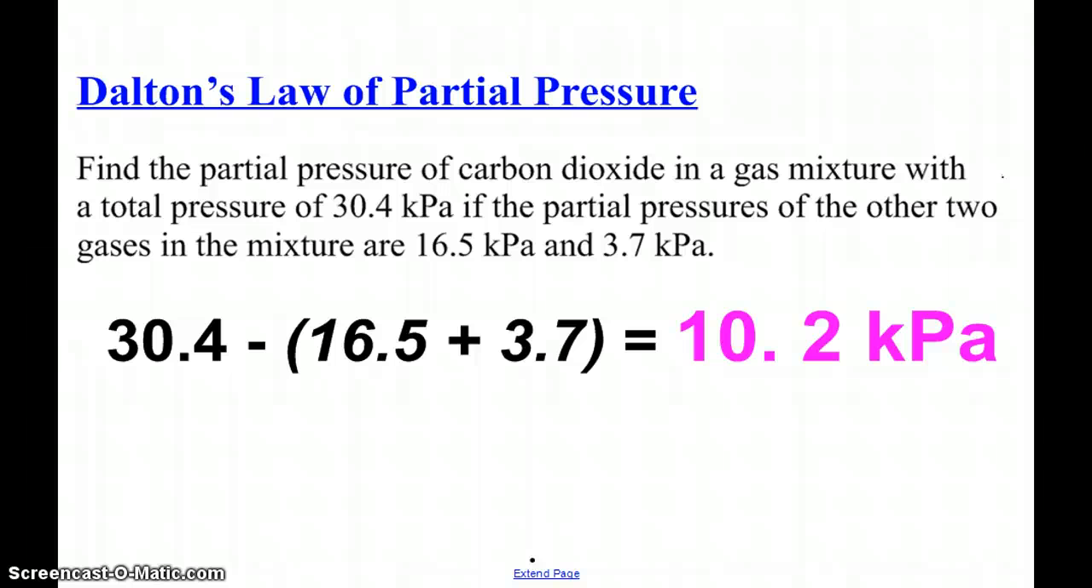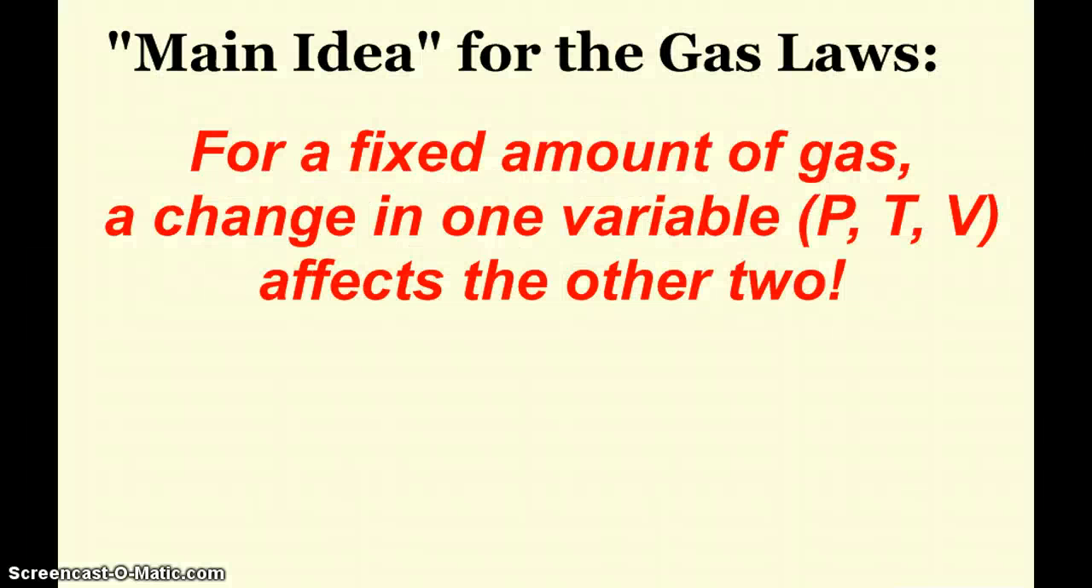So if we want to find this partial pressure of carbon dioxide, well, the total pressure is 30.4, and then I have to subtract out the other partial pressures that are in that total in order to find the 10.2 kilopascals coming from carbon dioxide. All right, so that's our first gas law. It's not linked in with the traditional ones, but it is a gas law we'll work with.